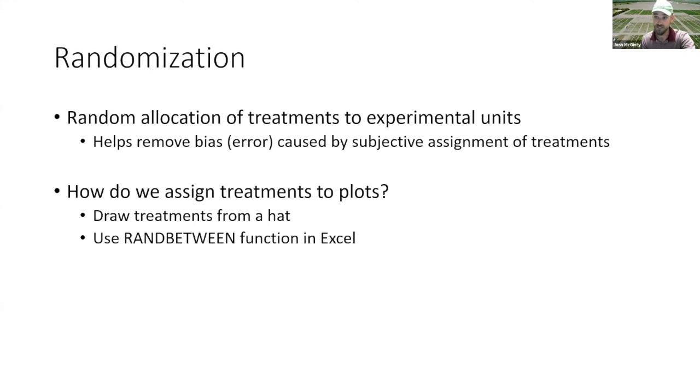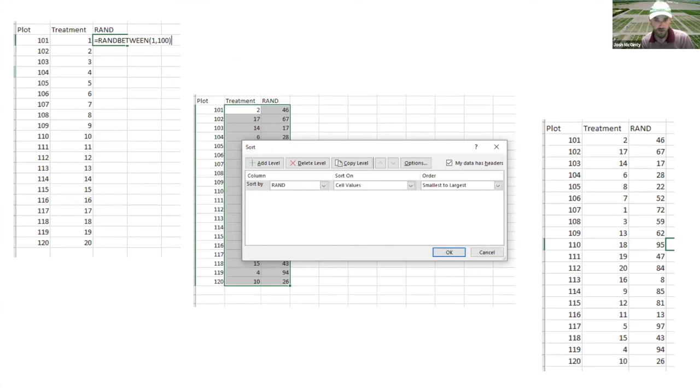So I do this in Excel ahead of time. Very simple to do. You lay out your plot numbers in one column. Next to that, your treatment numbers, like you see in the upper left, and then use that random between function. In this case, I'm telling Excel to generate random numbers between 1 and 100. Okay, then we drag that down. It lays out those random numbers.